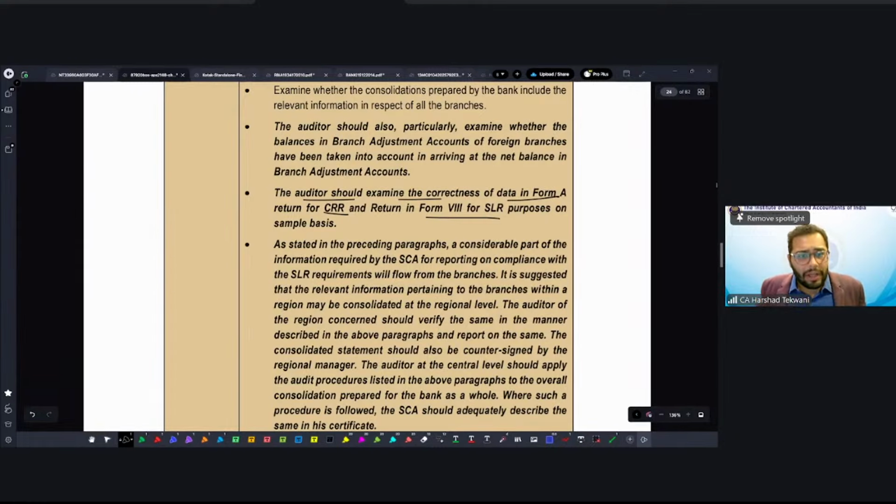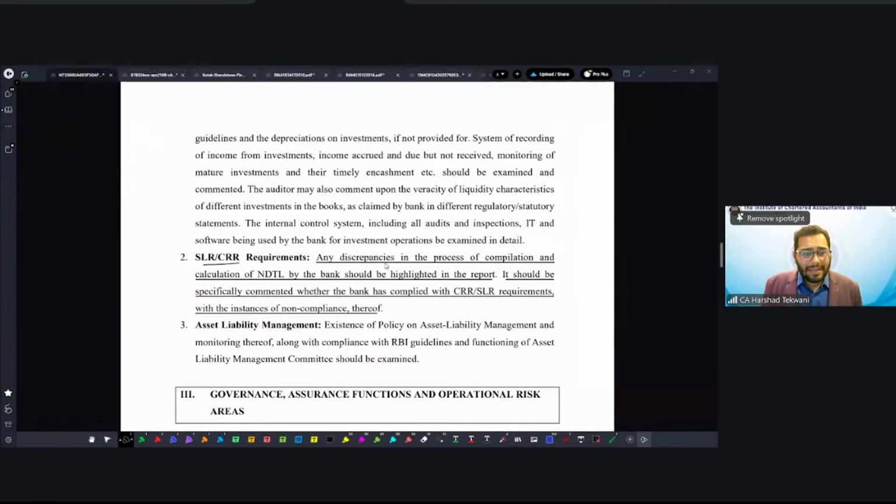Again, you are required to maintain the SLR, the liquidity ratio, in the form of certain liquid assets, as gold, as cash, or as government approved securities. Now, again, as an auditor, we are required to report upon the SLR also. That CRR, SLR requirement we just saw, we are required to report on that, whether the bank is complying with the SLR requirements or not.